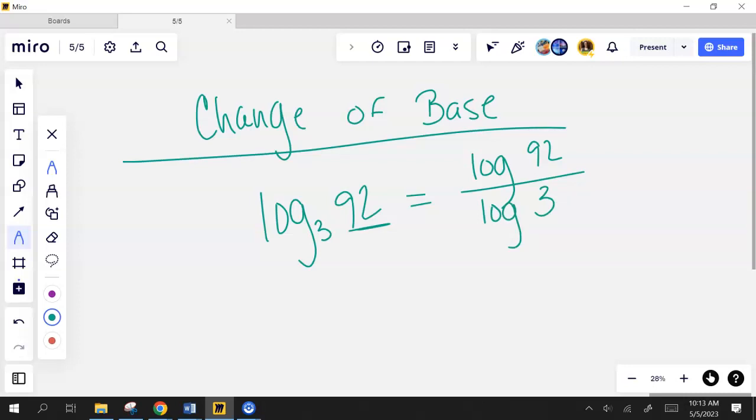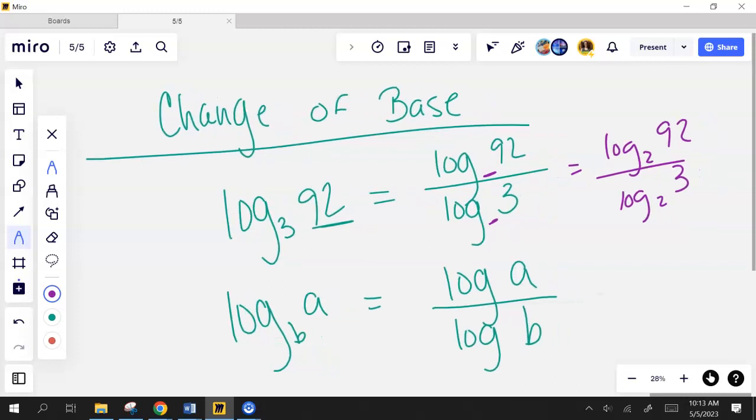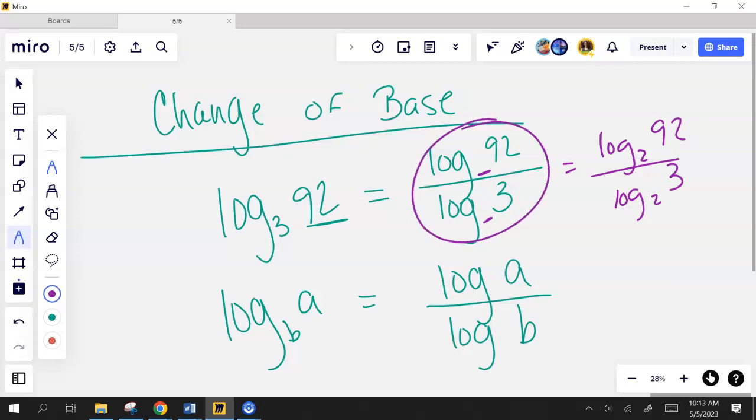I don't like to say big number and small number because sometimes the base can be bigger than the actual number. So in formula, it would look this way. And it's called change of base because I could put any base that I wanted to here. I could say this is log base 2 of 92 over log base 2 of 3. It doesn't matter the base, but because your calculator's in base 10, it makes sense to put it in base 10. So take out your calculator and do log 92 divided by log 3 and tell me what you get.